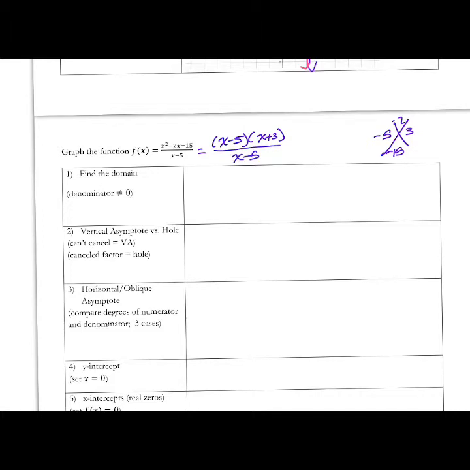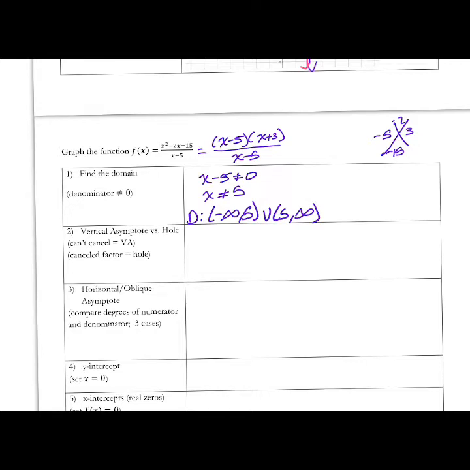Okay, great. So for the domain, I need to set my denominator equal to 0. So I've got x minus 5 equals 0, or rather doesn't equal 0, can't equal 0. So x cannot equal 5. So my domain would be from negative infinity to 5, joined with 5 to infinity. Okay. Domain's a little easier when there's only one number that the denominator can't be.